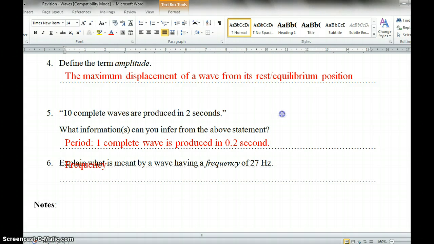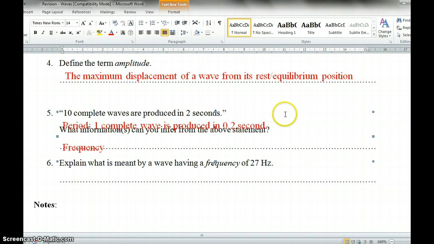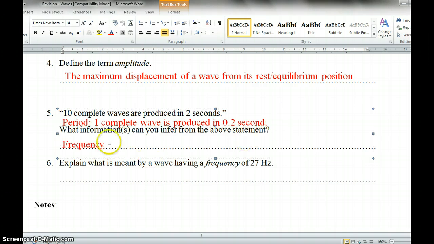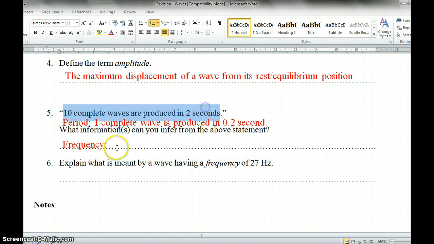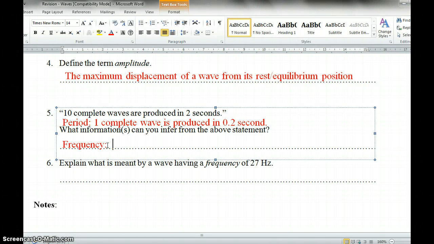I can also infer about frequency. Let's ignore period now. Frequency. Frequency is defined as the number of complete waves produced in 1 second. Over here it tells us 10 complete waves in 2 seconds. So we have 5 complete waves produced in 1 second. And that implies our frequency is 5 Hertz.